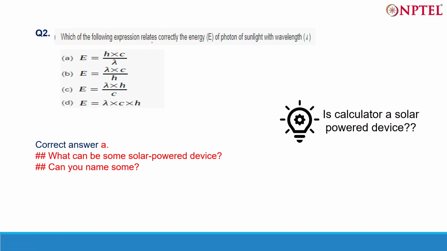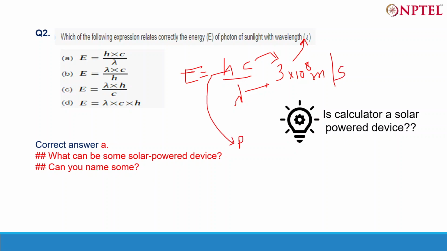Now the next question is, which of the following expressions relates the energy of a photon with wavelength lambda? Energy is related through hc upon lambda. Lambda is the wavelength, c is the speed of light which is 3 into 10 to the power 8 per second. h is Planck's constant which is 6.626 into 10 to the power minus 26. So this is the term which defines the energy associated with any wavelength.